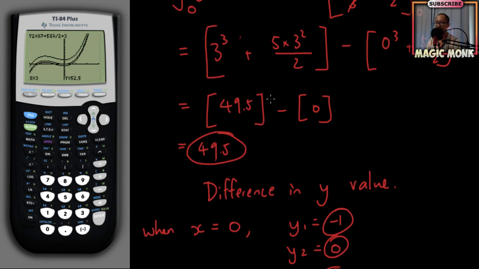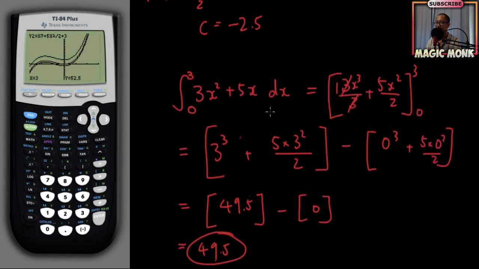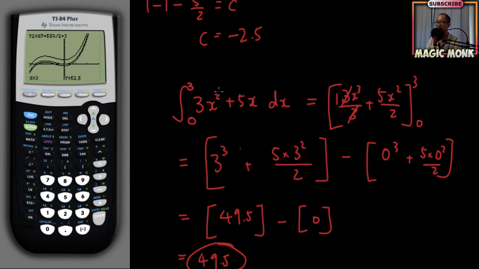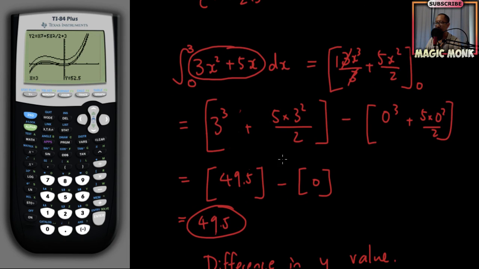It's telling you the equation that differentiates into this function has a difference in y value between x is 0 and x is 3. This number is the difference in the y value in the integral.